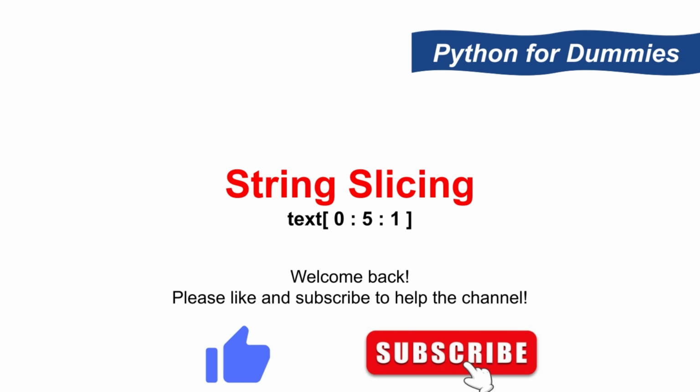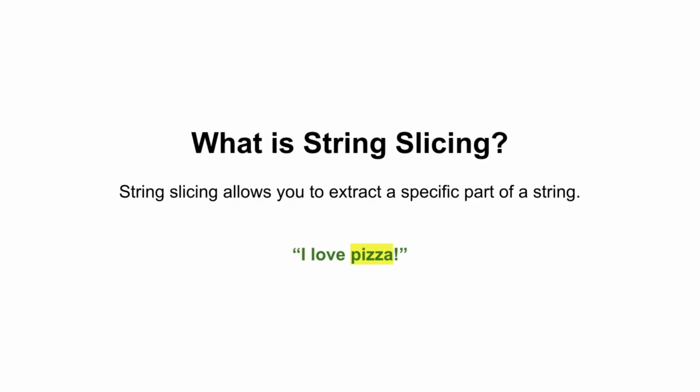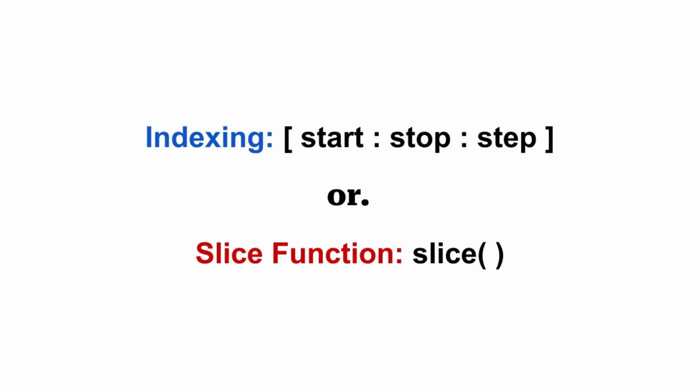Today we will learn about string slicing in Python. What is string slicing in Python? String slicing allows you to extract a specific part of a string. So for example, if we have a string saying, "I love pizza," we can use string slicing to only extract the word pizza. There are two ways to slice a string. The first way is indexing, and the second way is to use the slice function.